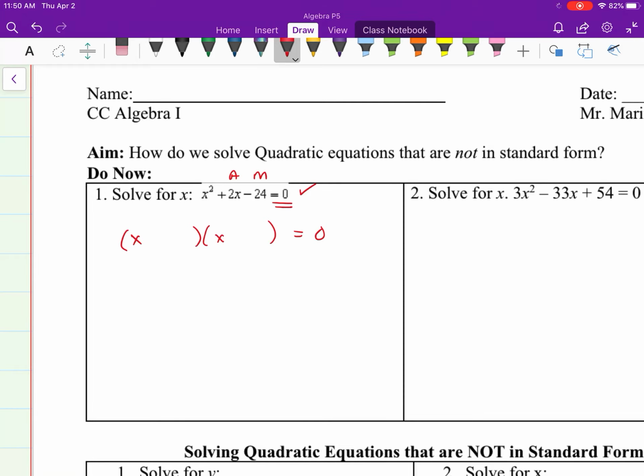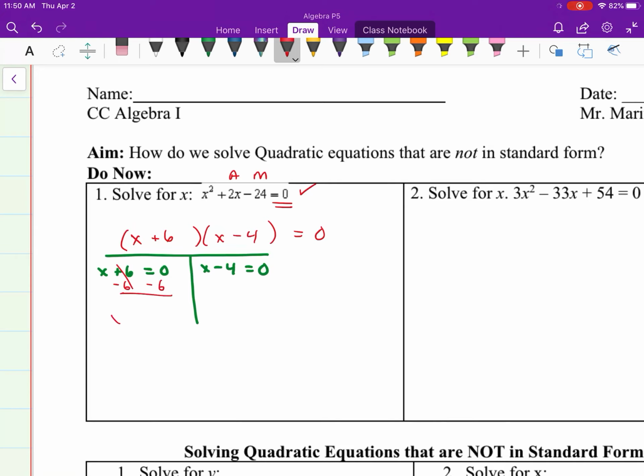So we can see the first term is x squared, which is x times x. And now we've got to find two numbers that multiply to negative 24 but add up to positive 2. And that would be a positive 6 and a negative 4. Now this isn't the final answer because we're solving for x. The next step is to make your t-chart and set each parentheses equal to 0. So this one would be x minus 4 equals 0. This one would be x plus 6 equals 0.